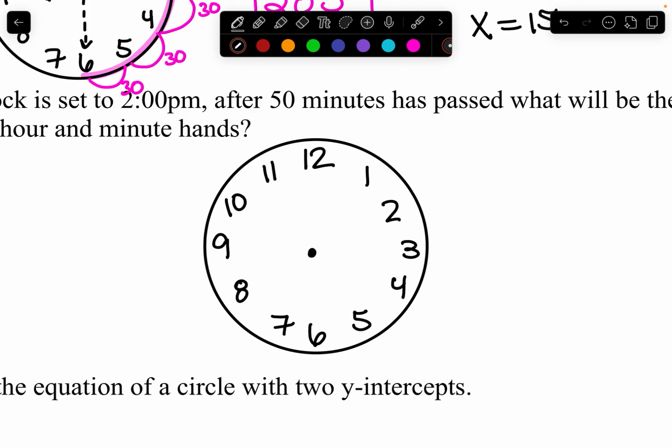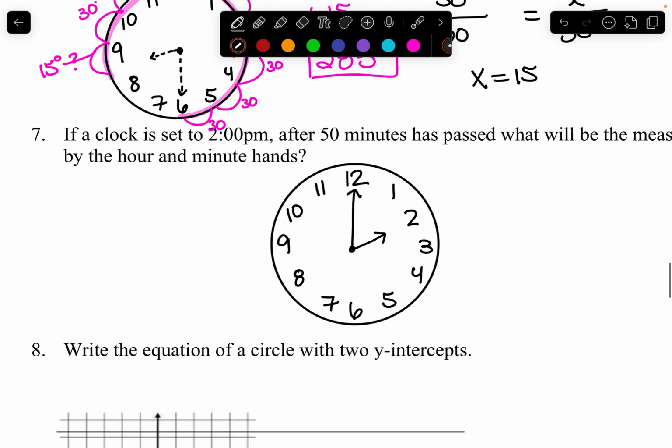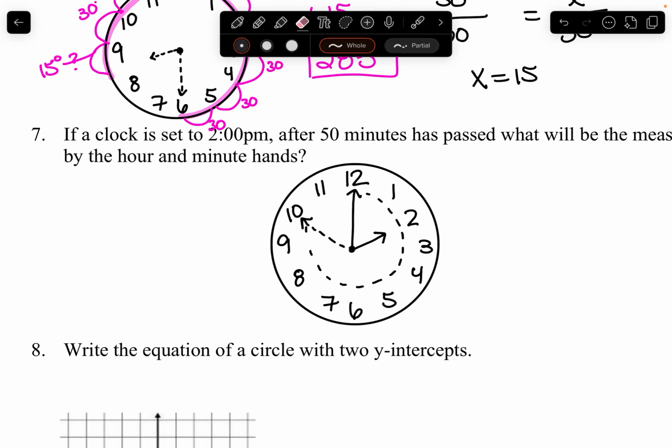Okay. And right now it is set to 2 p.m. So my hour hand is at 2, my minute hand is at 12, and then it says after 50 minutes has passed. So we're going to go. And now my minute hand is at 10. I got that. My minute hand's gone. But then my hour hand, remember, is not quite at 3, but it's definitely not at 2. Okay, it's somewhere in here somewhere.